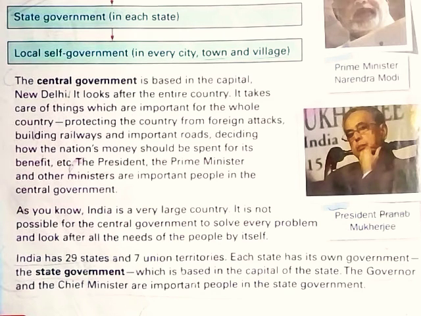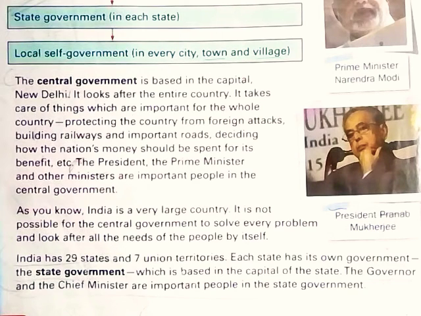Each state has its own government, the state government, which is based in the capital of the state. The governor and the chief minister are important people in the state government. The state government looks after things which are important to the people of the state: education, law and order, transport, etc. The union territories are ruled directly by the central government.